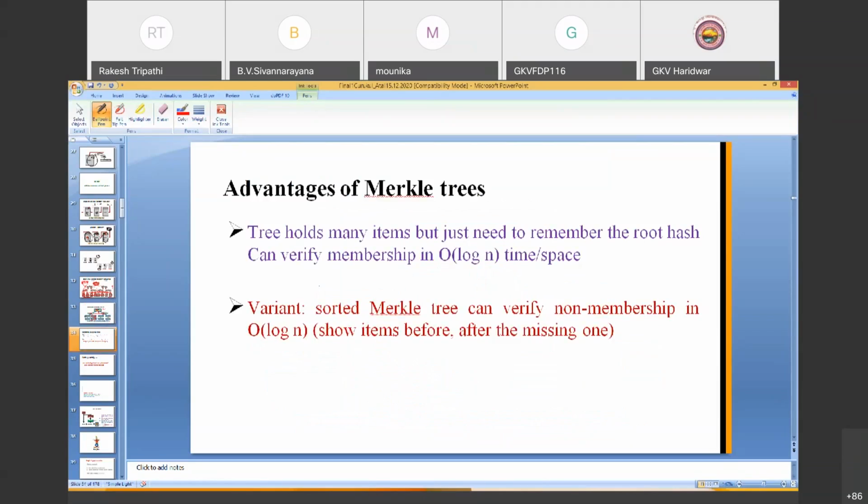So the advantage of a Merkle tree is that a tree holds many items, but we just need to remember the root hash and can verify membership in order of log n time and space.